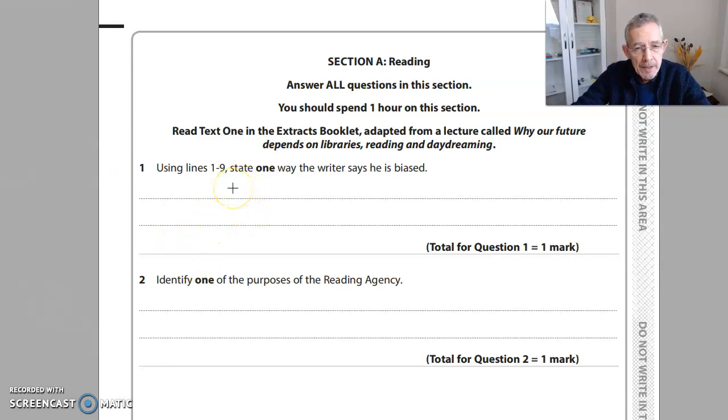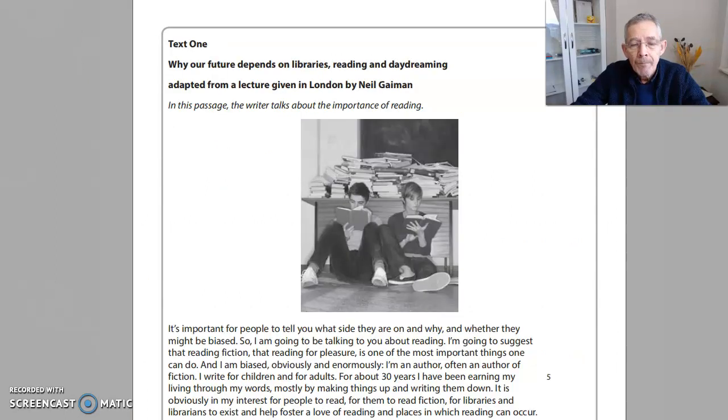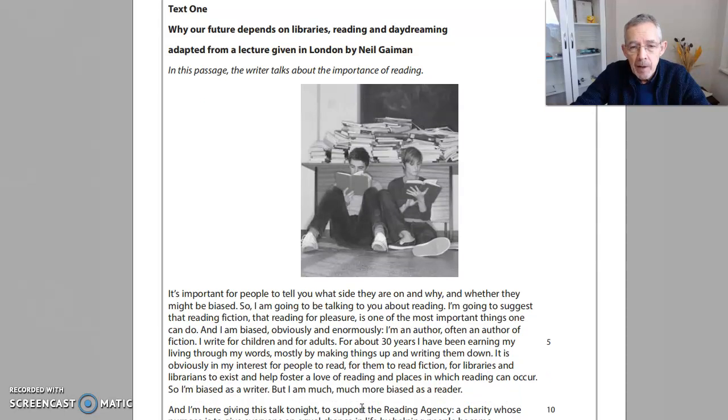So we're looking at lines 1 to 9 and we're looking for one way the writer says he is biased. Here we go. This is the text, and as you can see, our first paragraph is lines 1 to 9. So we're looking for where does he say he's biased? We read the first couple of sentences, nothing much there, and then we come down to the sentence which begins, and I am biased. All right, what can we find here? Obviously and enormously, we can say I am biased. He says he is biased.